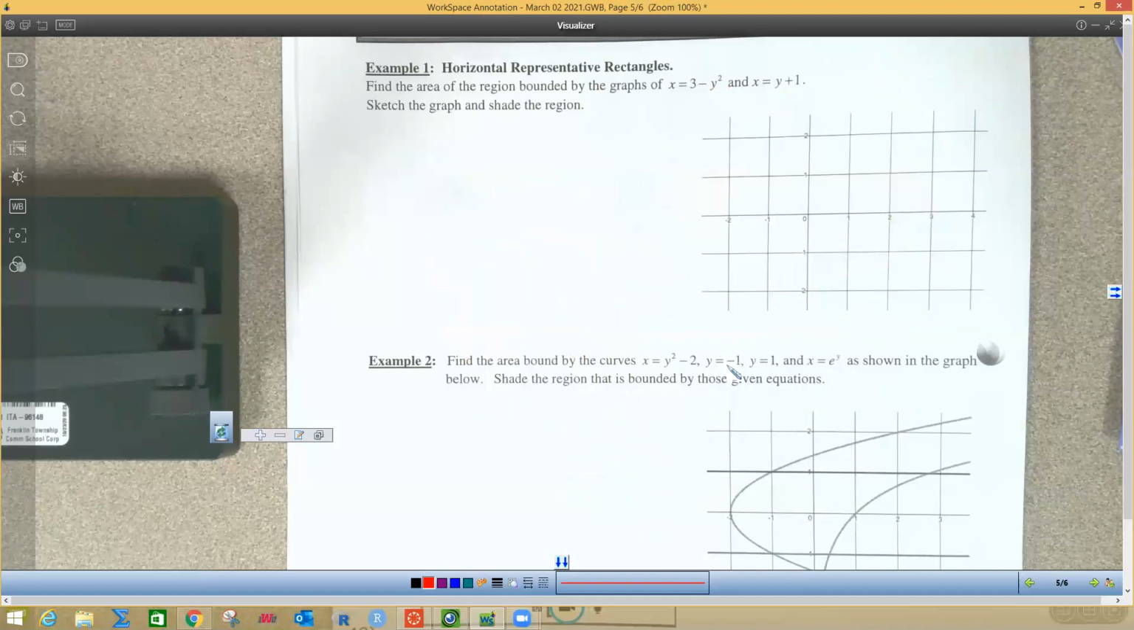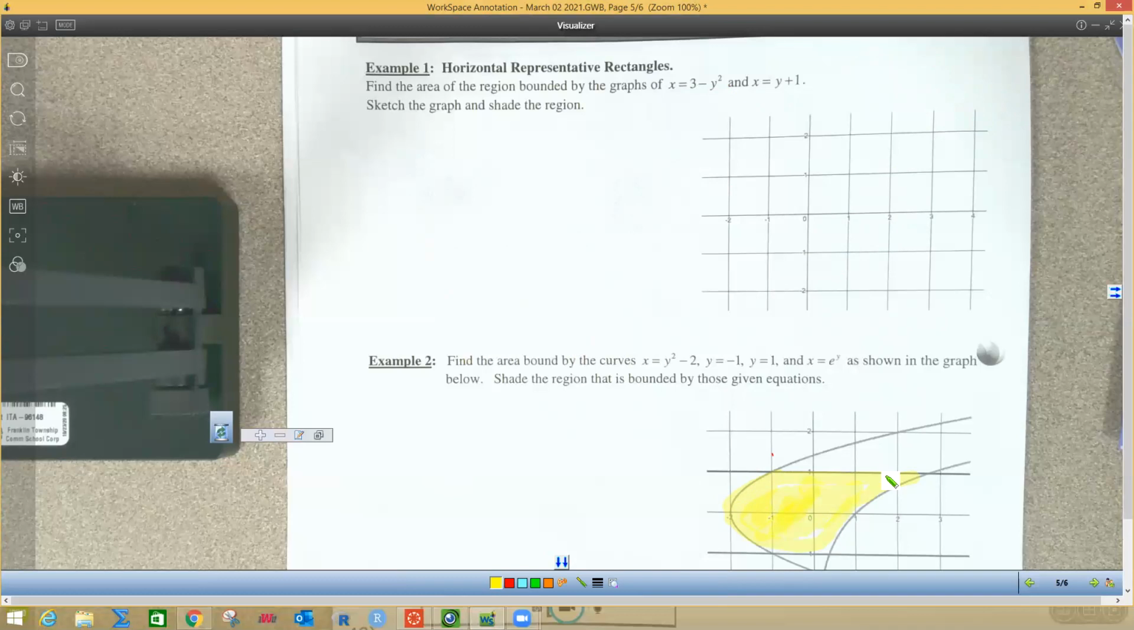Coming down here, this one says we're doing x equals y squared minus 2. That's just a parabola. And then we're doing y equals negative 1. So negative 1 is a line. Oops, y equals negative 1 is this line right here. We're doing y equals 1, which is this line right there. And then x equals e to the y is this function right here. So the shaded part, the part between all those things, is this part. So we're finding this area.